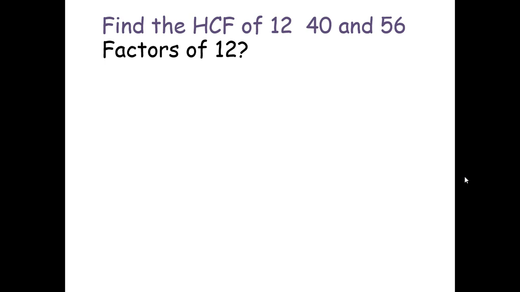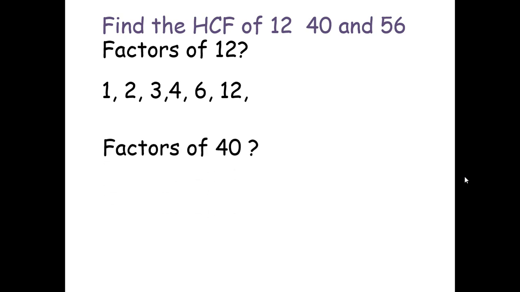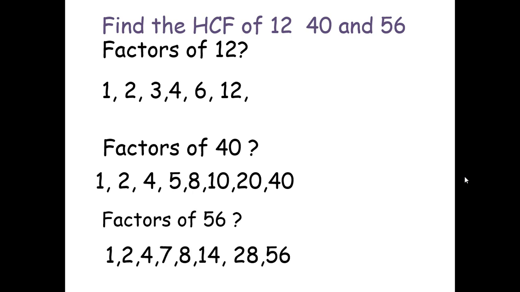Now here's an example with 3 numbers. We're going to find the highest common factor of 12, 40, and 56. First off, list the factors of 12: 1 and 12, 2 and 6, 3 and 4. Do the same thing for 40: 1 and 40, 2 and 20, 4 and 10, 5 and 8. And we'll do exactly the same thing for 56: 1 and 56, 2 and 28, 4 and 14, and 7 and 8.